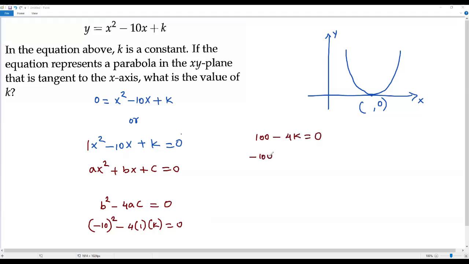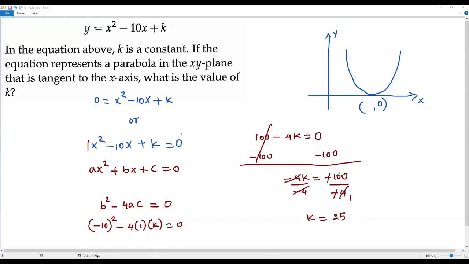Now let's subtract 100 from both sides. When I do so, the positive 100 and negative 100 will cancel. Negative 4k equals negative 100. Then we can divide both sides by negative 4. When I do so, the negative 4 will cancel, and I'm getting k equals 25, because the negatives cancel. 4 goes into 4 one time, 4 goes into 100, 25 times. I got the value of k. The value of k is 25.